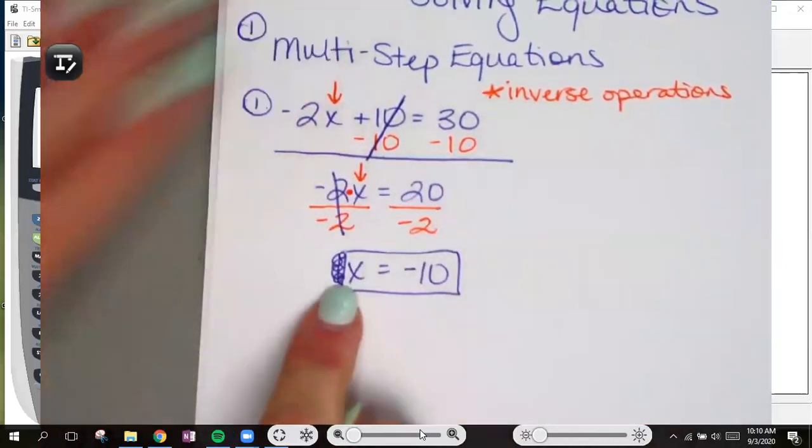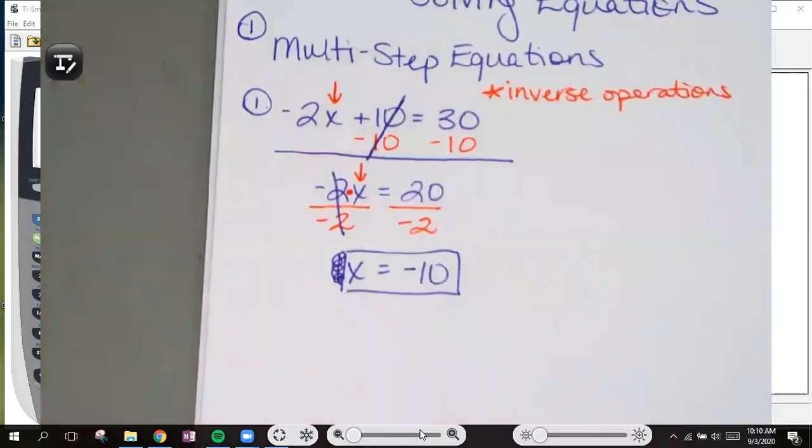Okay? And our goal was to get the x all by itself. Is it all by itself? Yes. Okay, so we solved it. You don't have anything else. x equals negative 10.